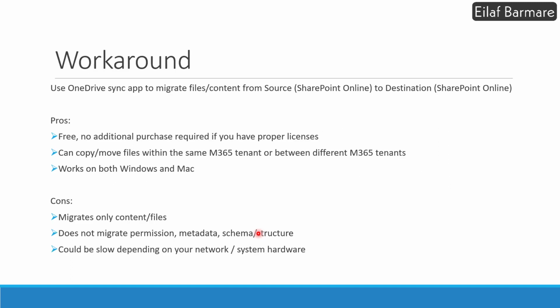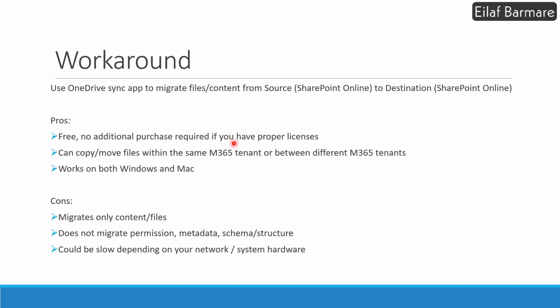Now to overcome this issue, we'll discuss a workaround. We can use the OneDrive Sync application to migrate files or content from SharePoint Online to SharePoint Online. We'll discuss some pros and cons for this as well. The pros are, it is free. You don't have to purchase any kind of migration tool from the market, any kind of third-party tools. It is free, of course, as long as you have the proper licenses.